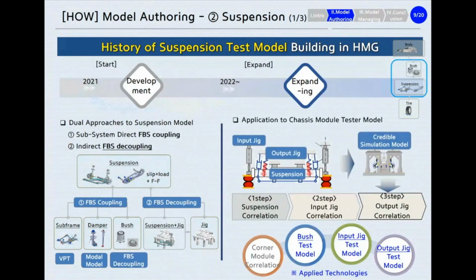Afterward, we applied various technologies to another type of suspension jig, the so-called chassis module tester. The goal was to build a credible simulation model for this tester. At first, we used an experimental bush model to update the suspension model, and we used an experimental jig model to relieve the effort of modeling the jig with air bellows and sands, which are known as difficult to get a credible model.